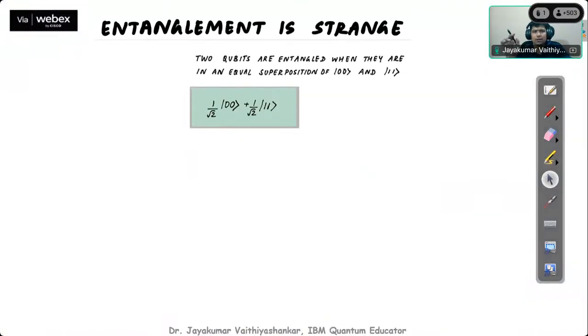So this is positive entanglement. Positive entanglement is: if the first qubit is 0, the second qubit is also 0. If Q1 is 0, Q2 is also 0. If Q1 is 1, Q2 is also 1. So this is related to the positive state.